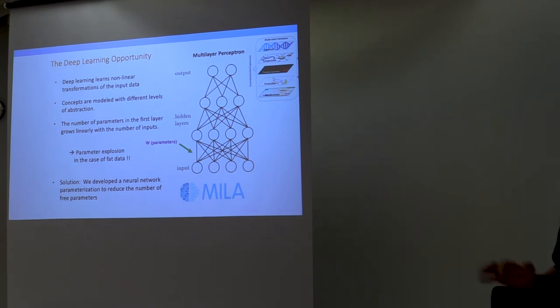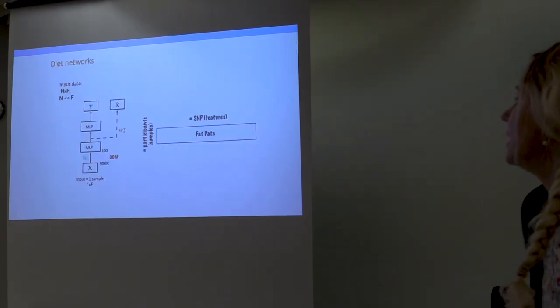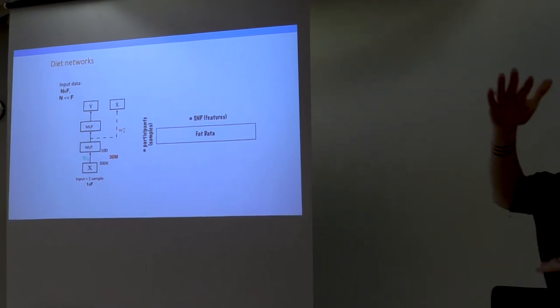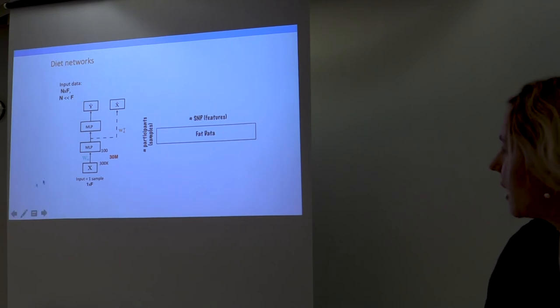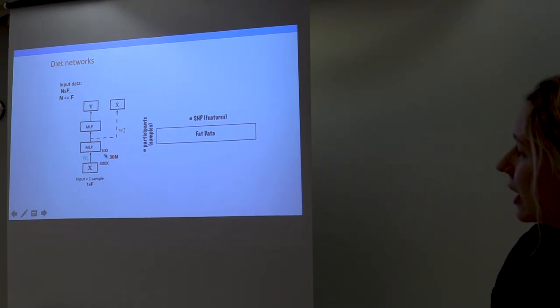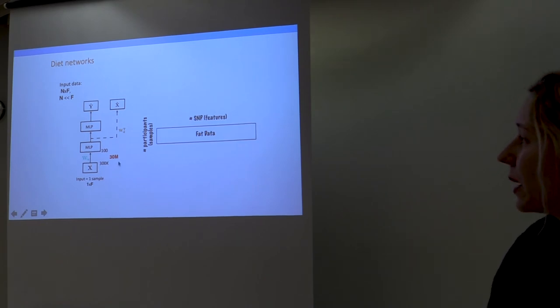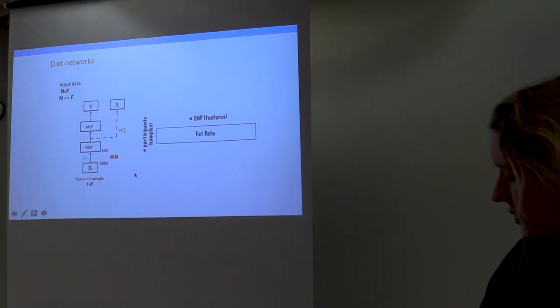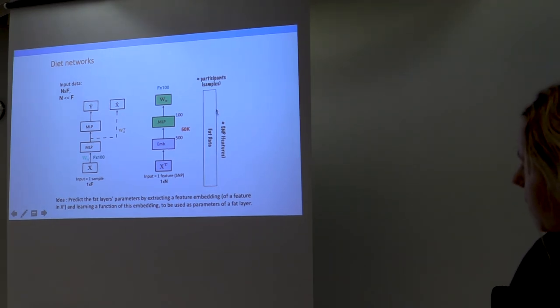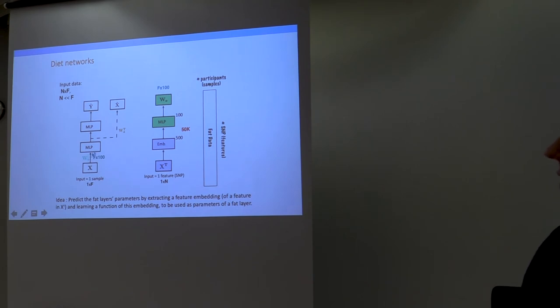So one solution that I'll briefly describe is a new parameterization of a neural net. This is for fat data, so we call it fat data, when you have lots of SNPs, for example, but not so many participants. The idea is that you have this neural net where this is the fat layer, where you have an explosion of parameters. If you have 100 neurons in your first layer and 300,000 features, you have 30 million parameters to fit, which is huge, right? So the idea was to turn the data on its head and use that transpose matrix to train another network that will predict the weights in the first layer.